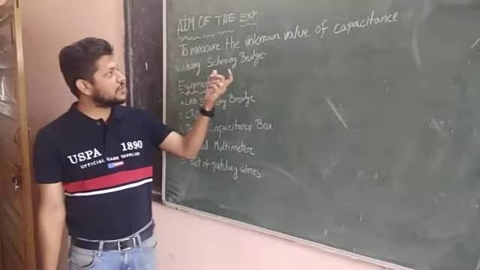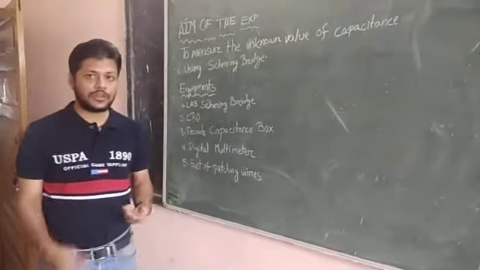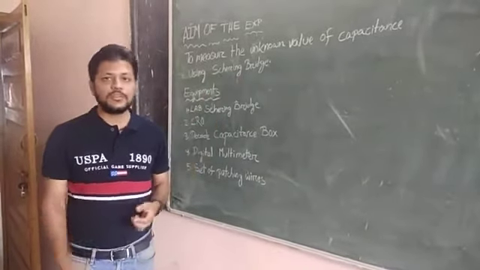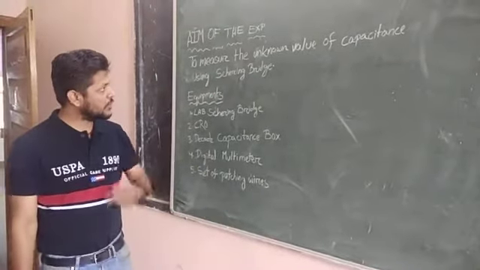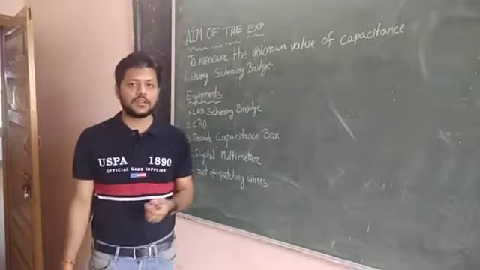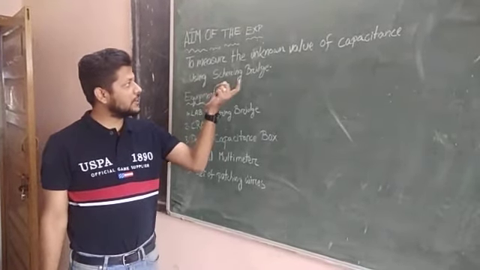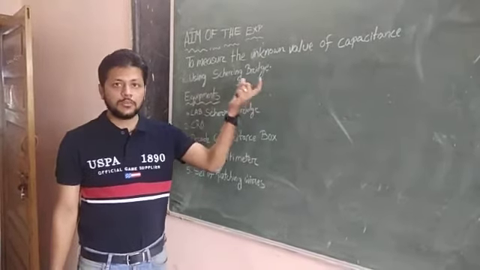So in order to measure the value of that capacitance, we require a Schering bridge. There are two types of bridges to measure capacitance. One is the Schering bridge, another one is the De Sauty bridge. But in our practical lab, we will study the Schering bridge only.